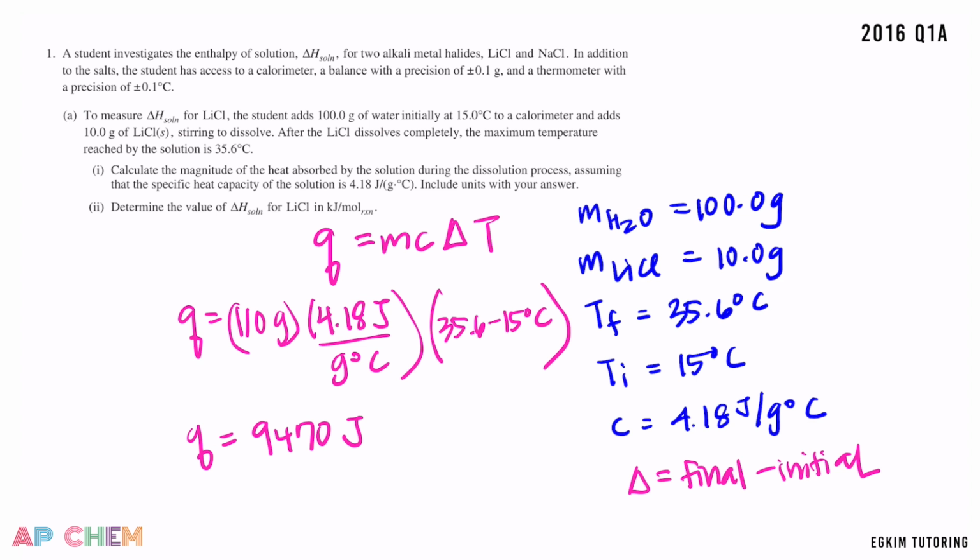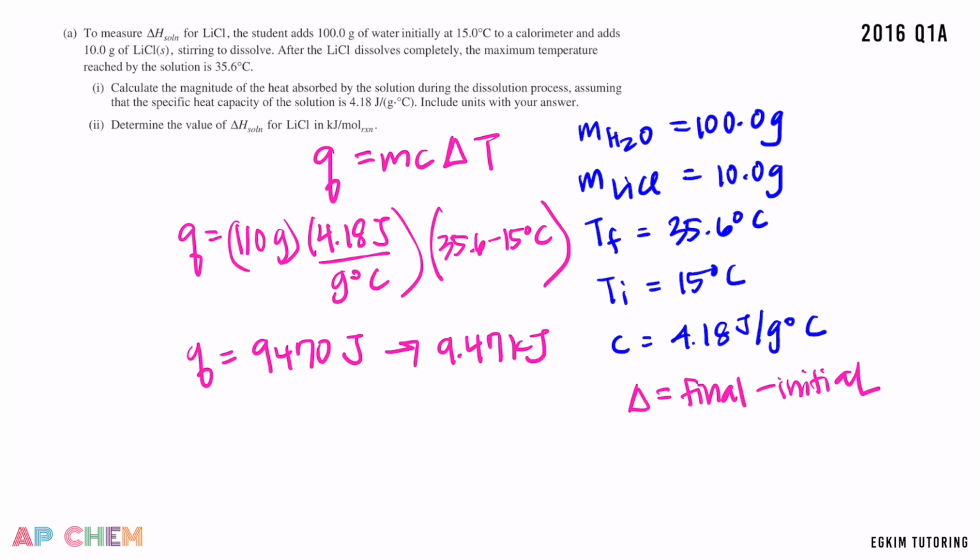9470 joules, or you could convert this into kilojoules as 9.47 kilojoules. I should note that each part in section A is worth 2 points each, so basically 4 points total for part A. And then for part 1, the breakdown was basically 1 point for using the correct equation, and then another point for calculating the correct value with the correct units.